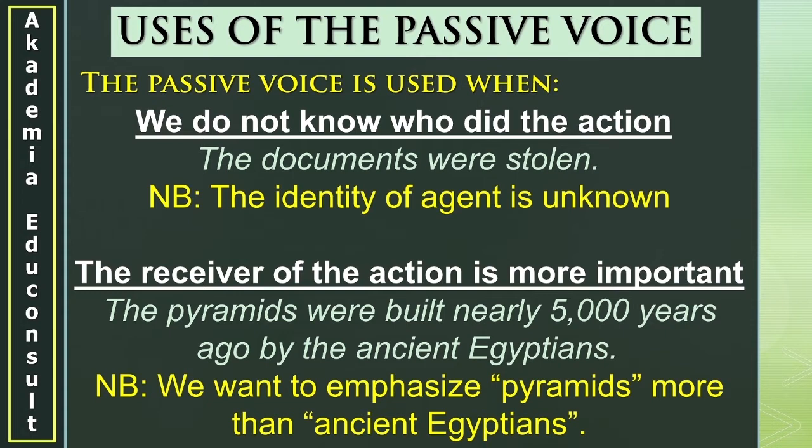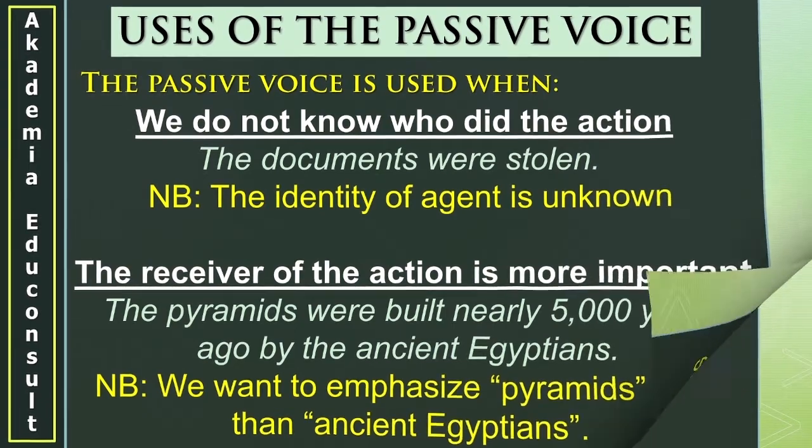The second instance where we use the passive voice is when the receiver of the action is more important. For instance, the pyramids were built nearly 5,000 years ago by the ancient Egyptians. Here, we want to emphasize pyramids more than the ancient Egyptians.